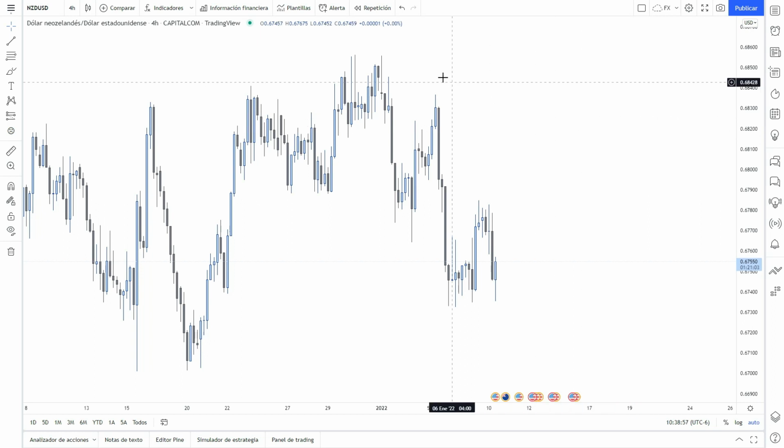It's very simple. We just need to identify higher highs, higher lows, lower highs, lower lows. If we are in a downtrend, we're trying to sell. If we are in an uptrend, we try to buy. Simple as that.